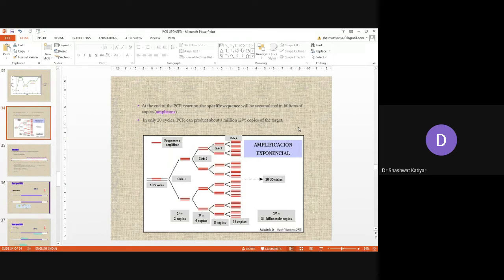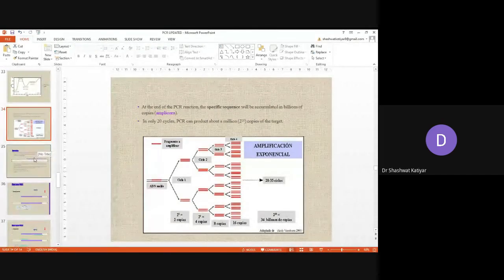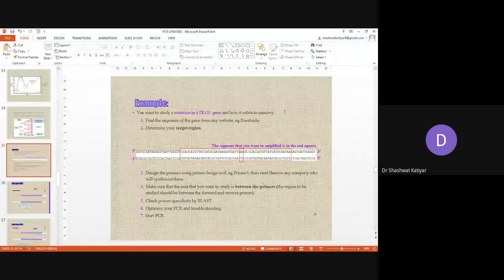Now, at the end of the PCR reaction, the specific sequences will be accumulated in billions of copies. Those are amplicons, and in only 20 cycles, PCR can produce about 2 million copies of that target sequence. So this one is the extension, by which one cycle makes 2 copies and 2 cycles make 4 copies, following the formula 2 to the power of n. So in several cycles we can make a microgram quantity of DNA from a few base pairs of DNA.